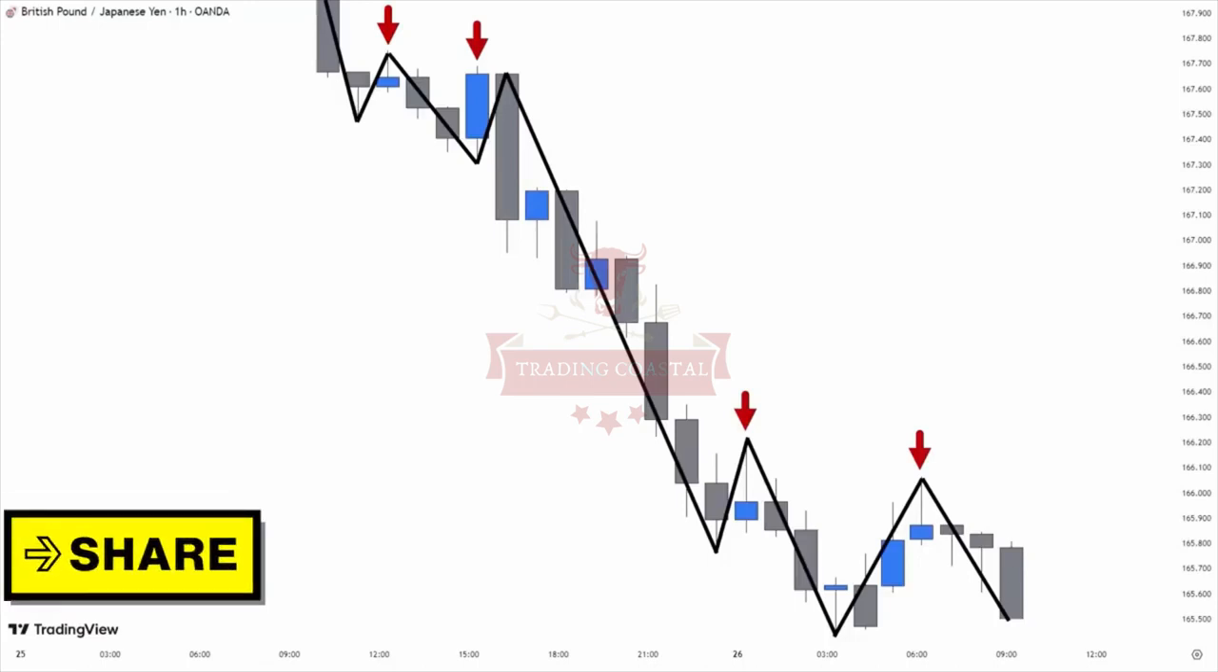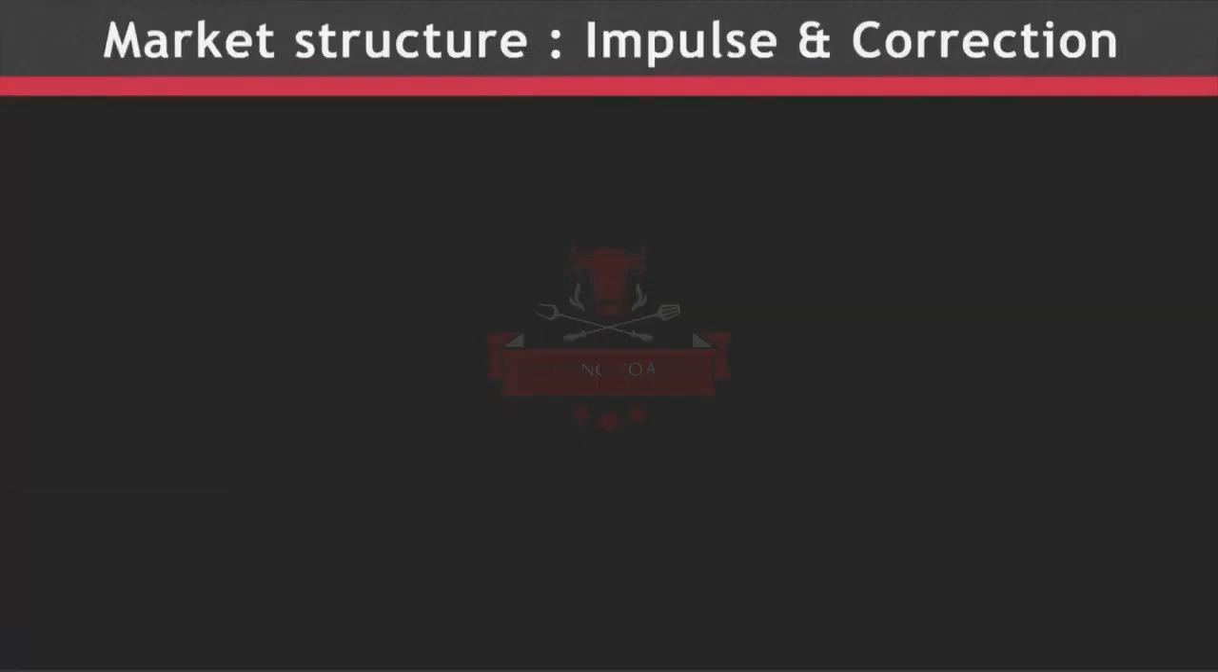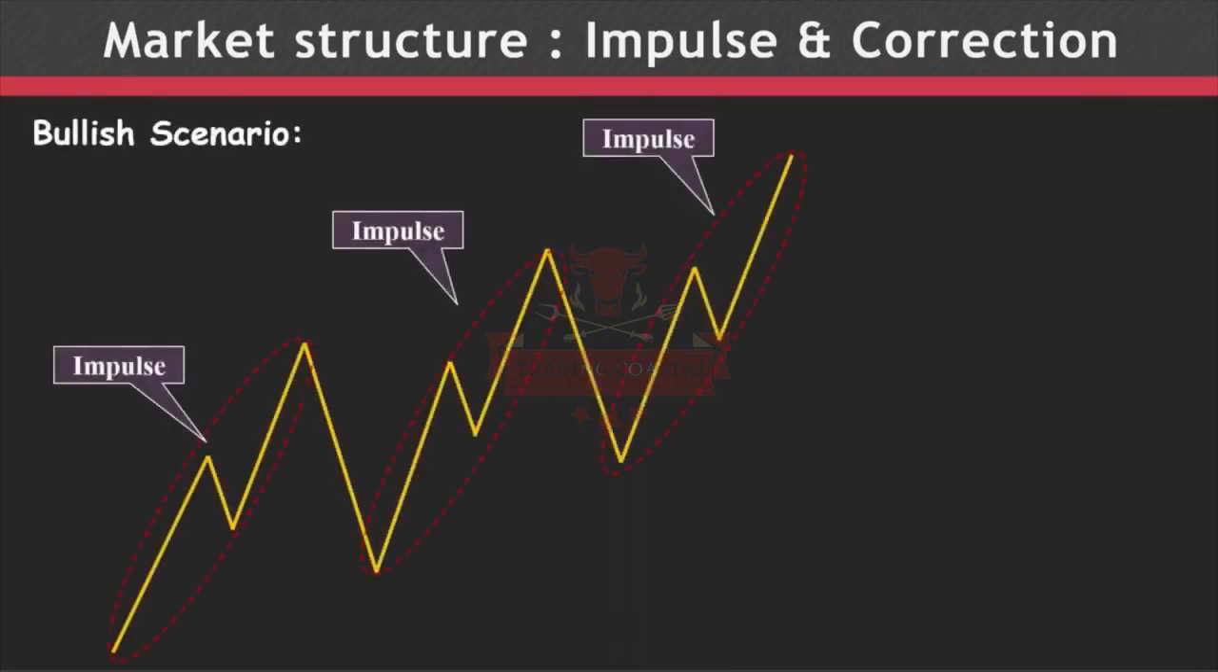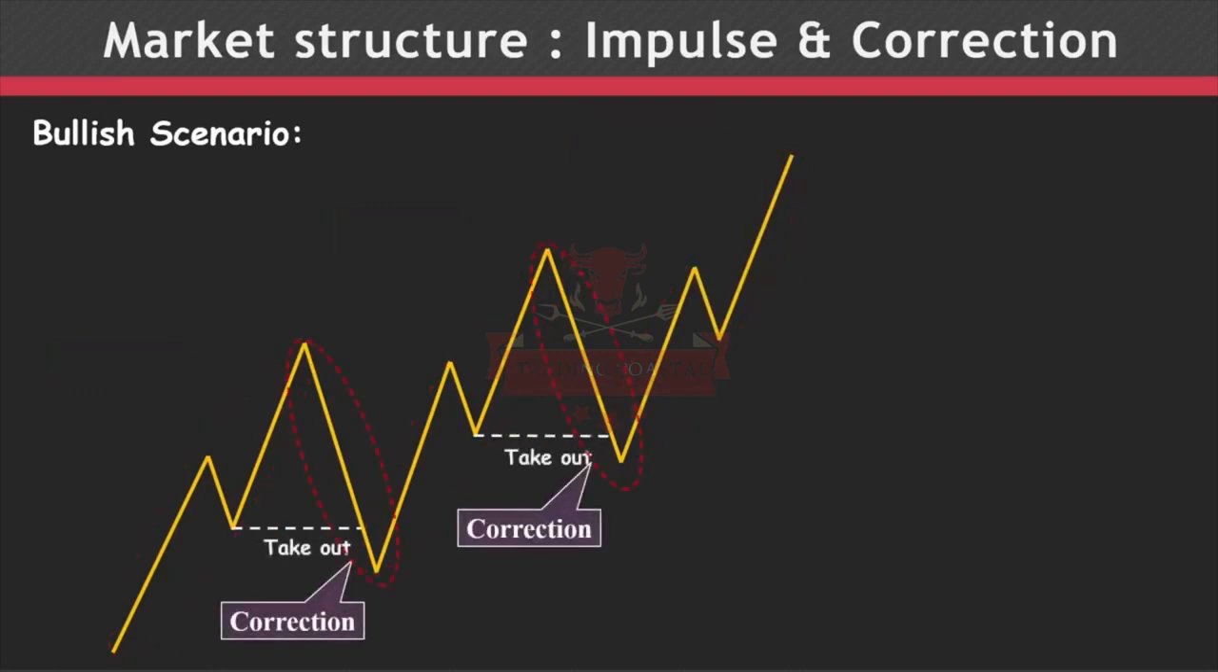Now that we discussed the pullbacks in terms of candlestick form, let me explain to you impulsive and corrective move structure. In the case of an uptrend, an impulsive move refers to a strong bullish movement indicating a heavy bullish momentum. On the contrary, a correction refers to a temporary market retracement or reversal that takes out a pullback.